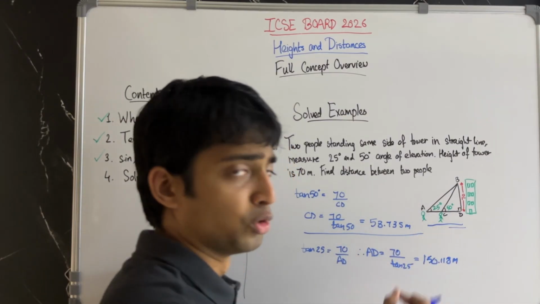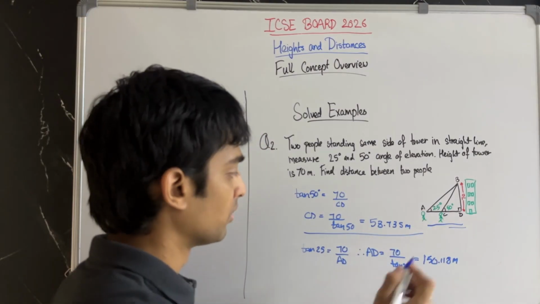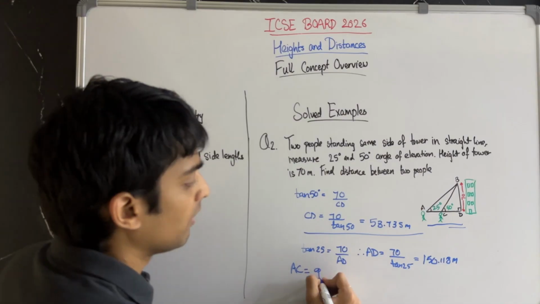Now we have the AD, this whole line we have, and we have CD, right? We have to find AC. So we will simply subtract these lengths. AD minus CD will give us AC. So when we subtract, we get AC as 91.38 meter.